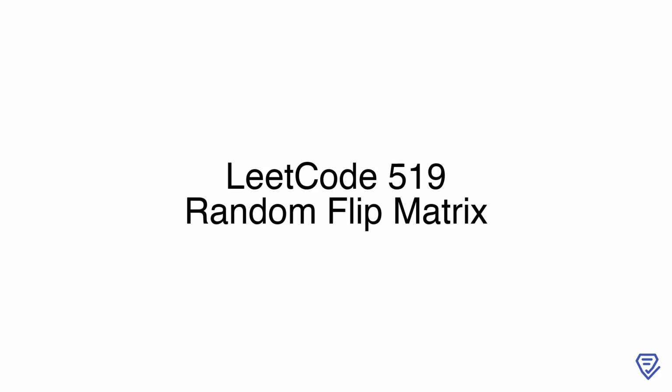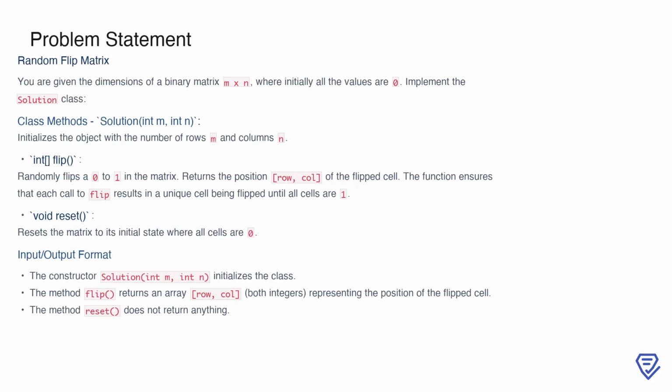Let's get started. In this problem, you are tasked with working with a binary matrix of dimensions m x n, where all the values initially start as 0. Your goal is to implement a solution class with three distinct functionalities. First, the constructor Solution(int m, int n) initializes the matrix with the given number of rows and columns. Then, the flip method flips a random cell from 0 to 1 and returns its position as [row, col].